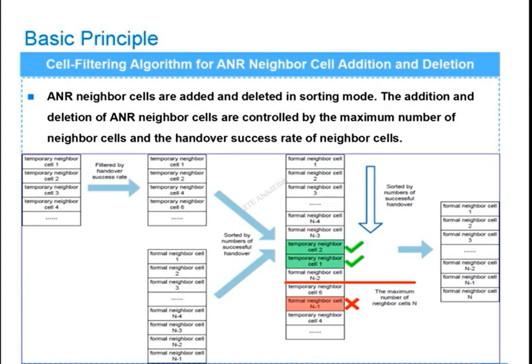Every time the ANR statistical period ends, the eNodeB filters the temporary neighbor cells in the statistical range according to the handover success rate, and the eNodeB selects the temporary neighbor cells whose handover success rates are higher than or equal to the handover success rate threshold of the neighbor cells.